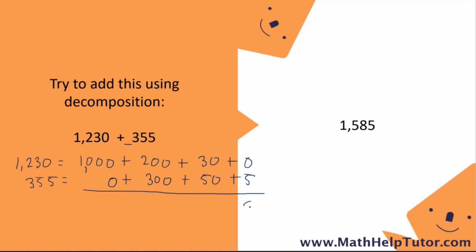So 0 plus 5 gives us 5, 30 plus 50 gives us 80, 200 plus 300 gives us 500, and 1,000 plus 0 gives us 1,000. So this is now the value of each of the places of our new number. So we can just put a plus sign here, which gives us 1,585, which is the answer to this problem.